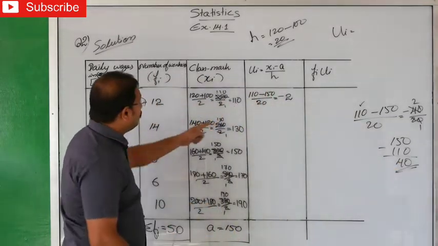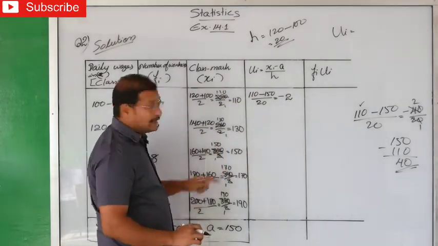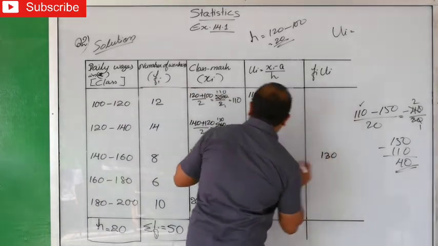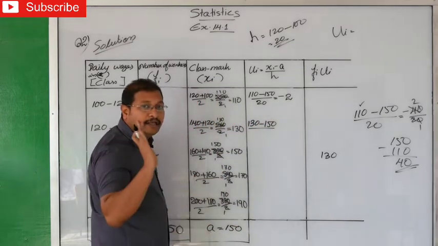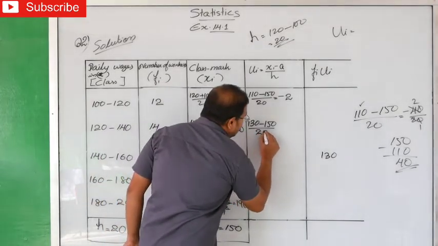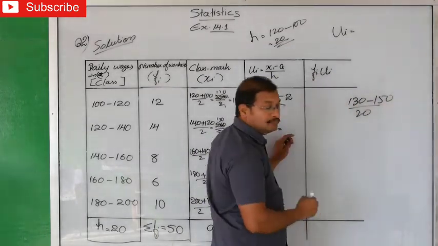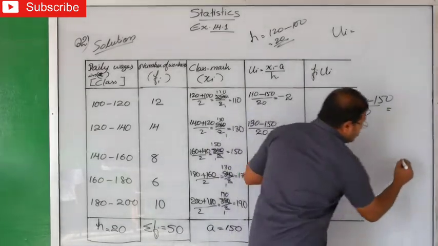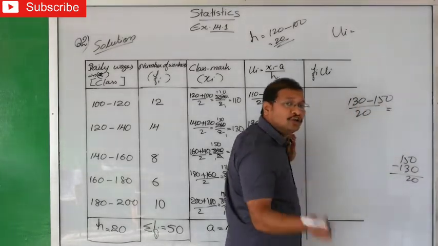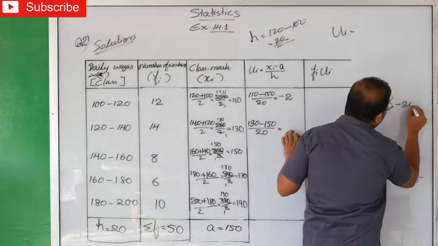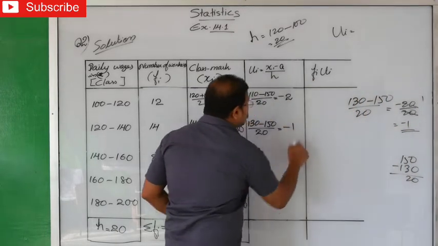Next one. See what you'll do. (xi minus a) by h. What is xi here? Xi is 130. So I'll write here 130 minus, always 150 will be a. For this question, a will be 150, divided by h is 20, equals (130 minus 150) by 20. That means 150 minus 130, we will get 20. But we know that the bigger number is minus, so the answer is minus. That means minus 20 by 20. 20 will cancel, we'll get 1. That means the answer is minus 1.